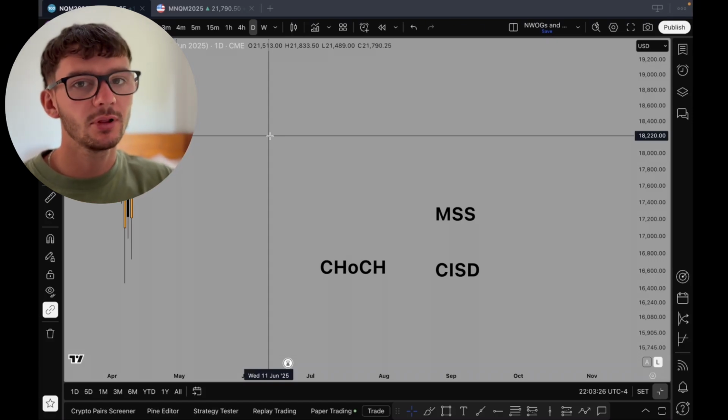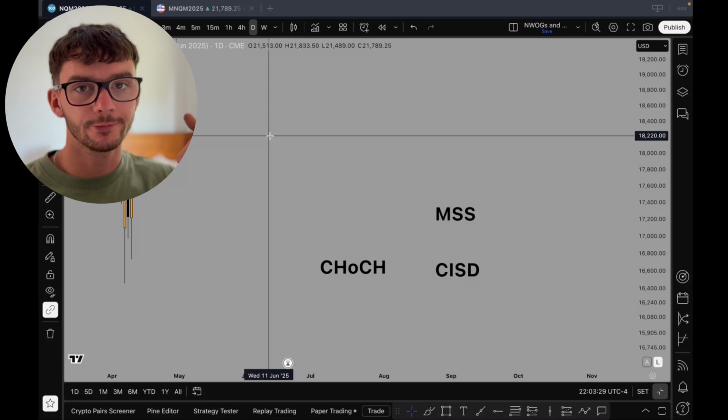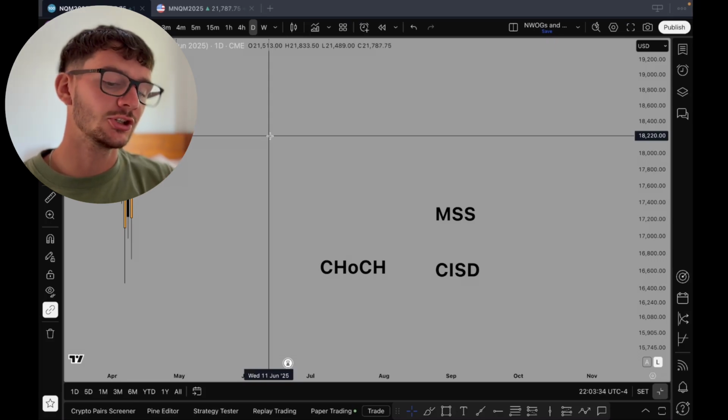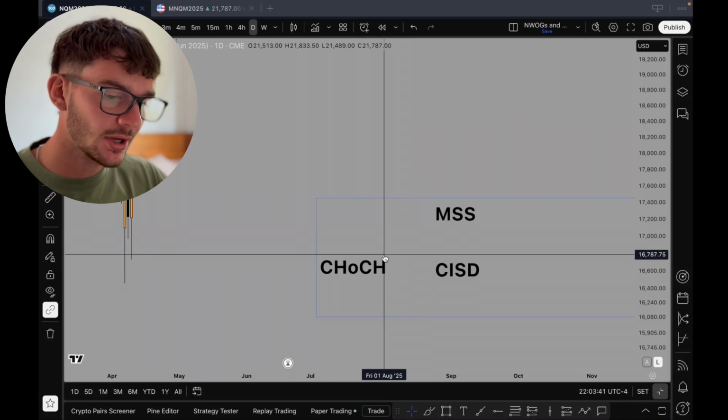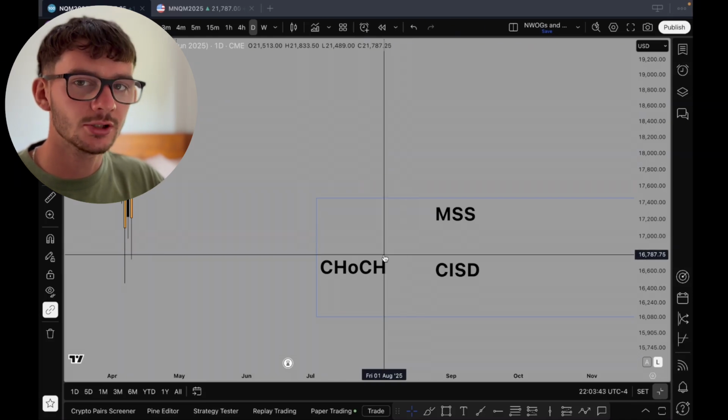I do have people in my Discord, which you can join in the description for free, where people will use changing the state of delivery. So I will go over what that is later. But for now, let's cover change of character and market structure shift, or just market structure shift, because that's what it is.